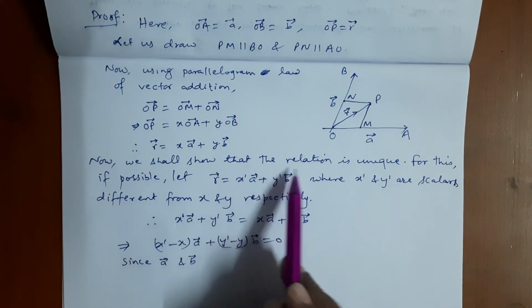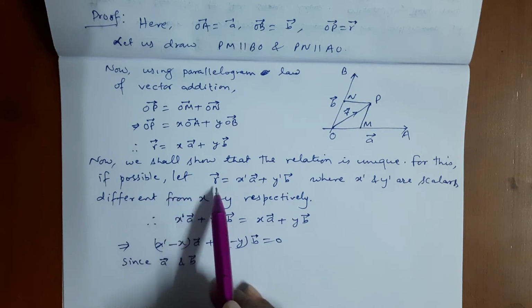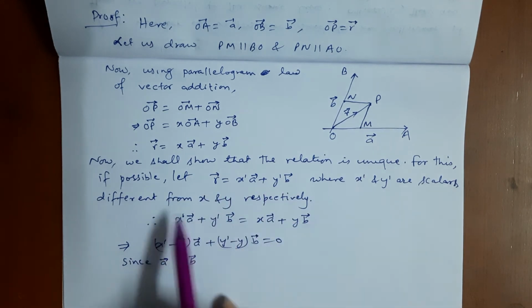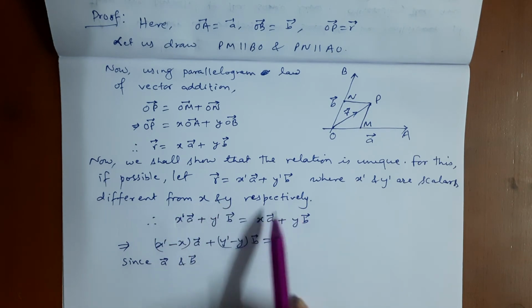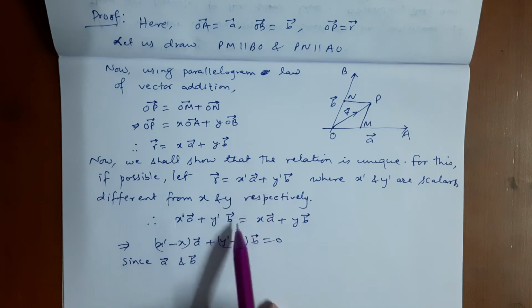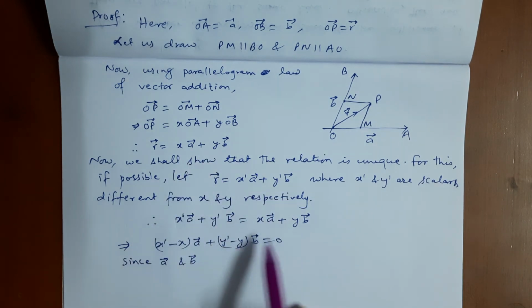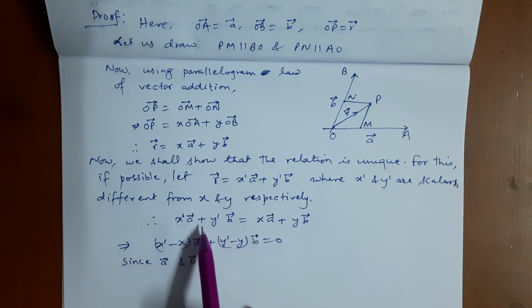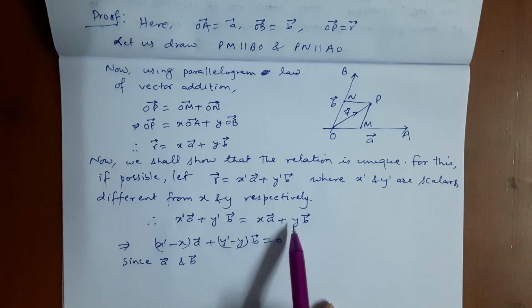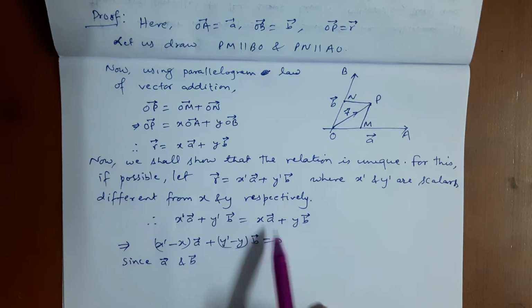we shall show that the relation is unique. For this, if possible, let R equal X dash A plus Y dash B, where X dash and Y dash are scalars different from X and Y respectively. And now combining these two, we will get X dash A plus Y dash B equals X A plus Y B. And when X A comes here it becomes minus, and vector A will be common, X dash minus X vector A. When Y B comes here it becomes minus, so vector B will be common, and Y dash minus Y vector B equals 0.